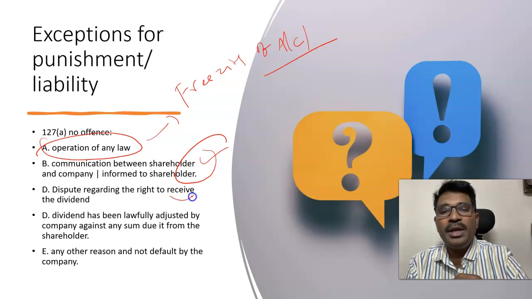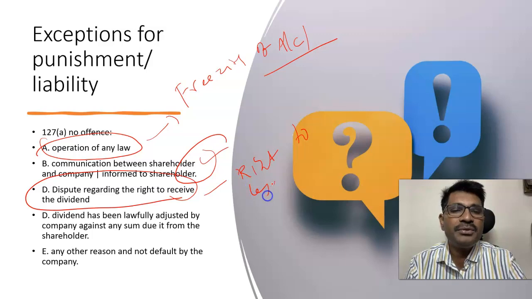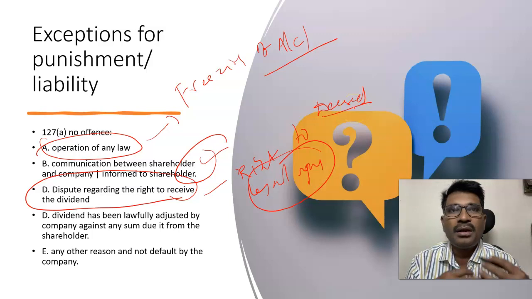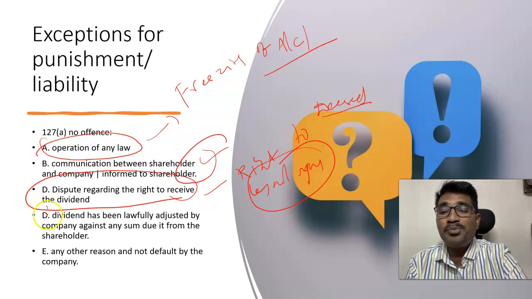Number three, very important, dispute over the right to the dividend, right? Because if there are legal representatives, right? And sometimes you are dealing with deceased persons. Sometimes you also talk about who has the power. So if there is a dispute over the right to receive, then it is an exception. The company can say that since there is a dispute over the rights, this becomes a protection for the company.